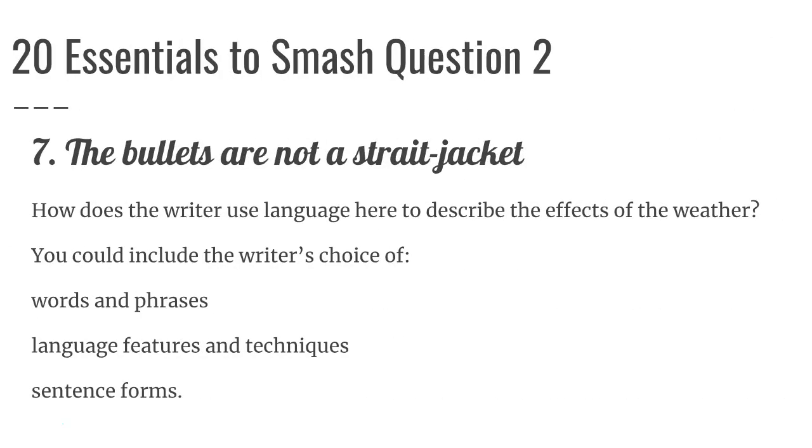Okay, on to number 7. In the past, the bullet points that go with this question have been almost a straitjacket, that we've seen candidates who've crossed out the word could and written the word should, as if you've got to write about these 3 bullet points. Well, in actual fact, that's 5 things. That would mean that you've got 5 paragraphs: words, phrases, language features, techniques, sentence forms.